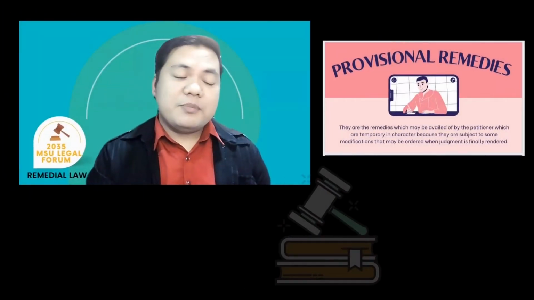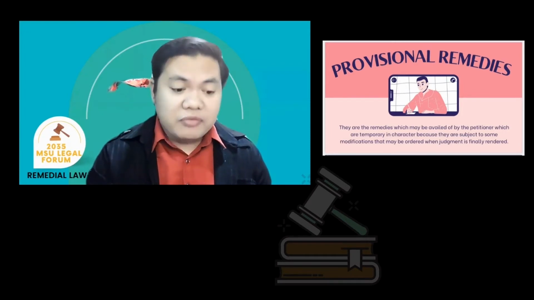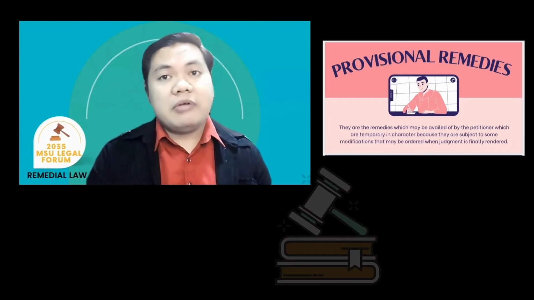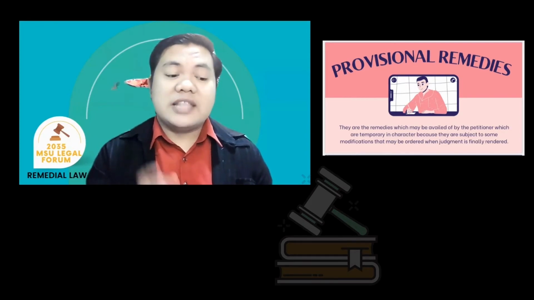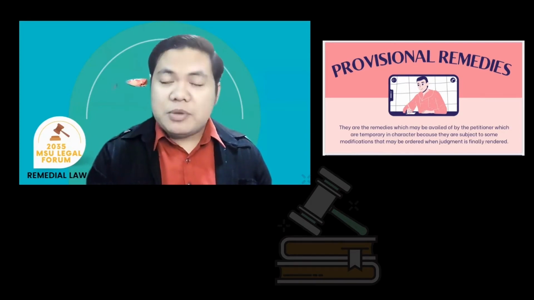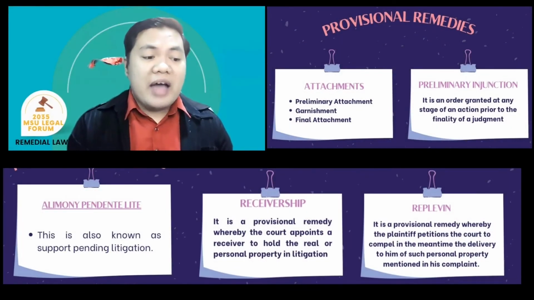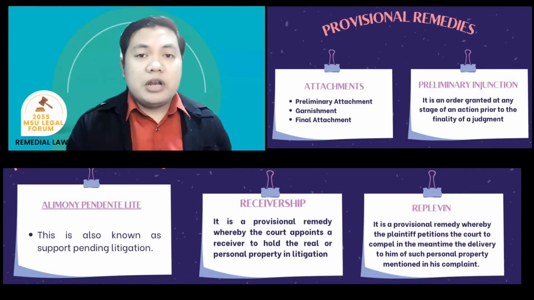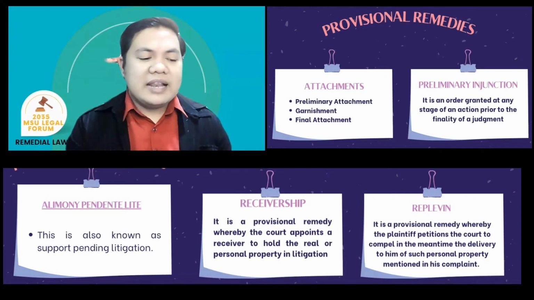Now let's move to the provisional remedies, and they are the remedies which may be availed of by the petitioner, which are temporary in character because they are subject to some modifications that may be ordered when judgment is finally rendered. There are five provisional remedies, which includes attachments, the preliminary injunction, receivership, replevin, and lastly, the alimony pendente lite.